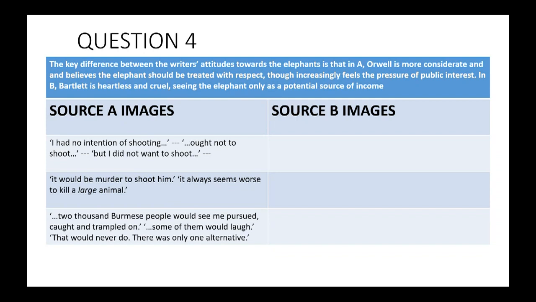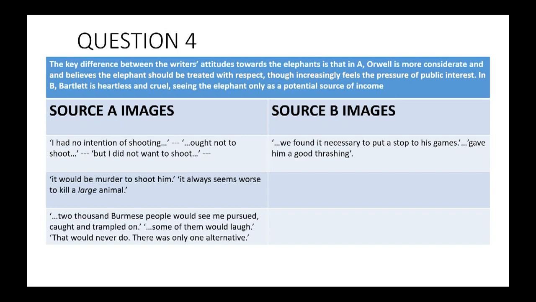So in the end of the day, although Orwell does start off believing the elephant should be treated with respect, by the end of the extract, his position in human society as a white British man in colonial Burma, as horrific as all of that is, means he needs to take control of the situation. All right, so I've got my A images, and you'll notice I have cheated and used more than one quotation for each row, but that's how I would plan.